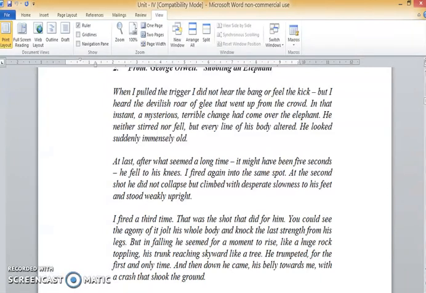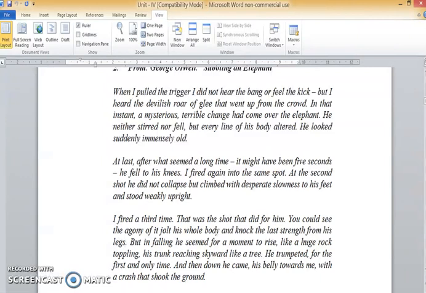Now, if you take a look at the setting, obviously this might be a place where elephants are found. Maybe it's a forest, or maybe it's a wild elephant that has come into a place where human dwellings are there. It definitely must not have been night time, because the narrator is able to see very clearly the way in which the elephant falls down. So the setting might be a very rural place where the elephant is seen.